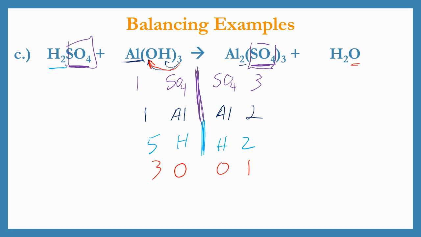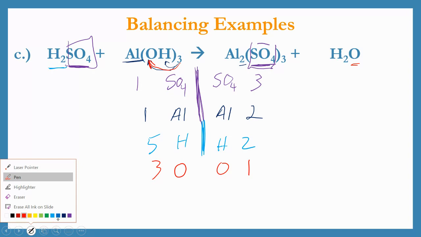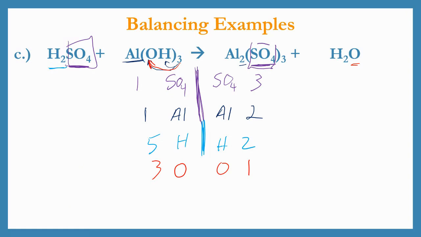So again, if this doesn't work for you, you can do it the way we've done it in the other ones. You can make the dots or whatever. This is just another way to approach this problem. So first thing I'm going to do, I got my SO4 situation. Let's multiply this by 3 so that I now have 3 SO4s.